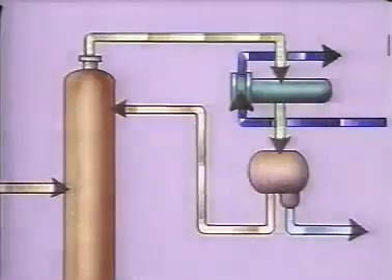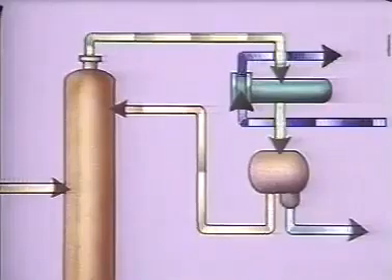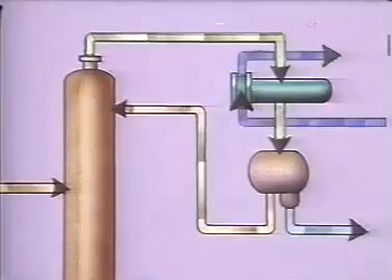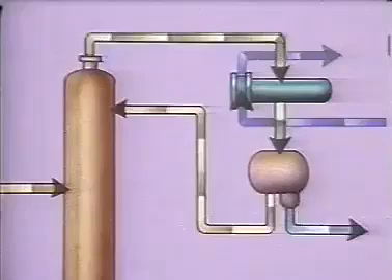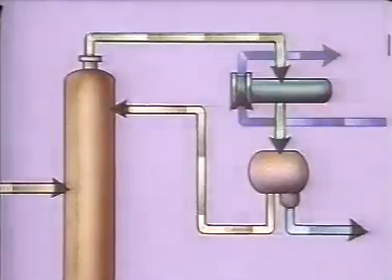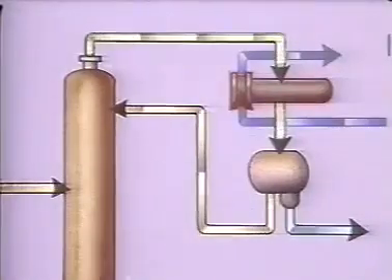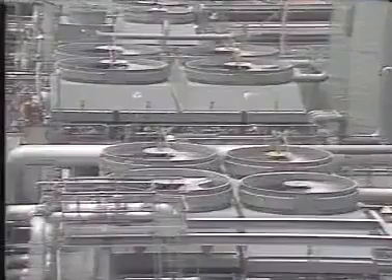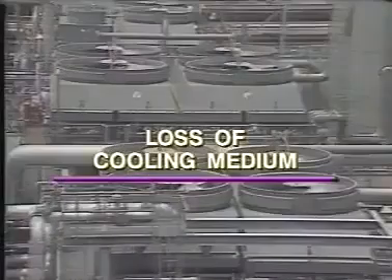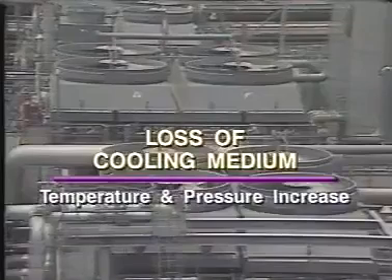A tower will also operate abnormally if the cooling medium to a condenser is lost. When this happens, the amount of heat that can be removed from a tower is greatly reduced. The condenser will immediately start to overheat and may be damaged unless the heat input to the tower is quickly reduced.